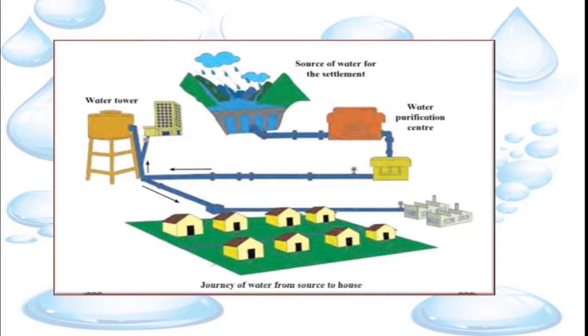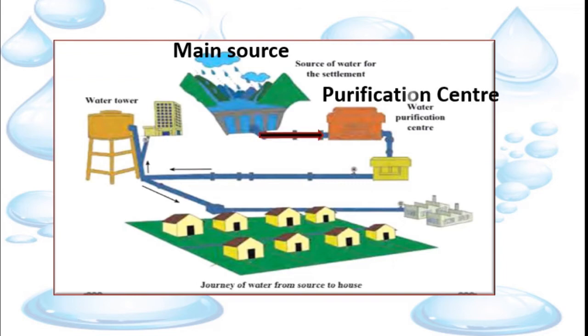Dear students, observe this picture. Now this shows the journey of water from source to house. Okay, see this. This is the main source. You can say this is the reservoir. From here we get the water, and this water is first passed to the purification center. Okay, here the water is purified.